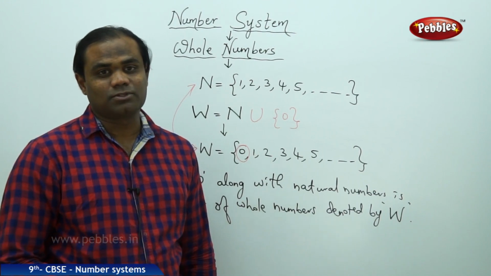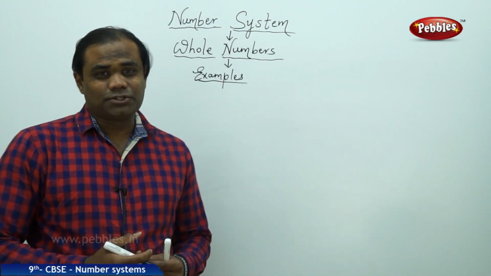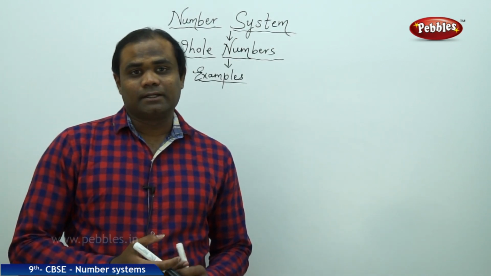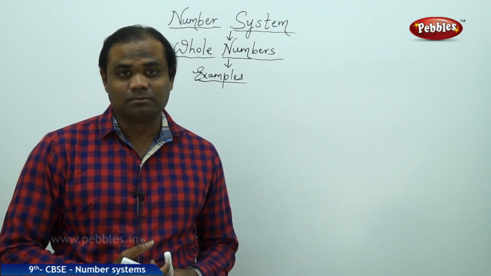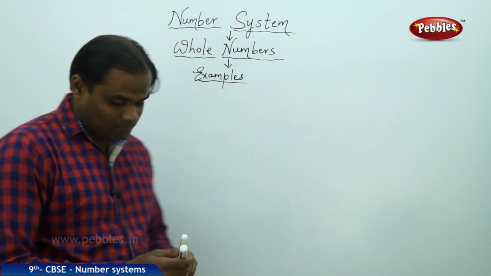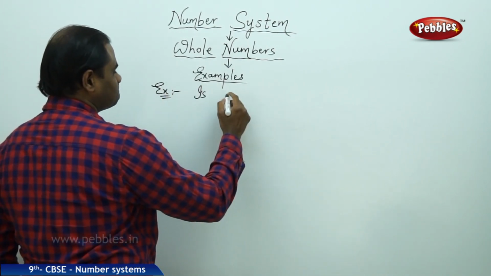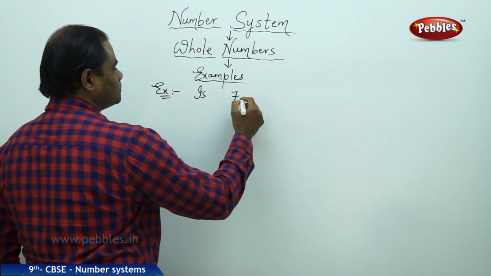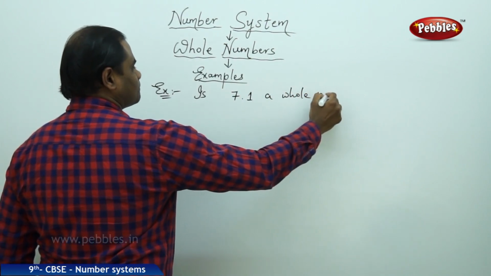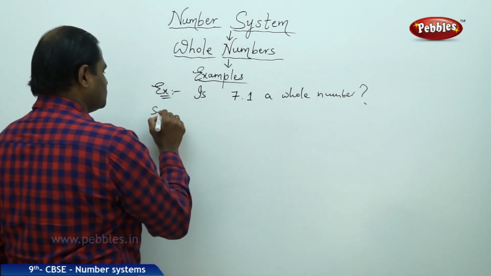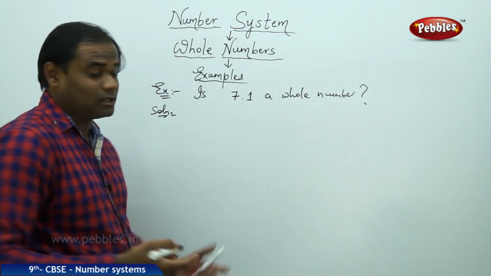Let's do some example problems to understand the concept of whole numbers better. Now that we have understood whole numbers and how they differ from the set of natural numbers, let's try some example problems to understand the concept more strongly. For example, is 7.1 a whole number? That is my question. 7.1, let's see if it can be expressed as a whole number.